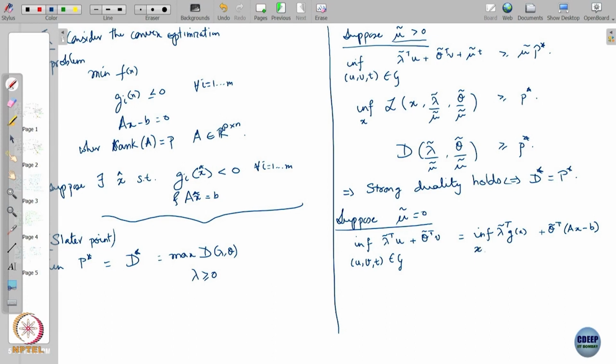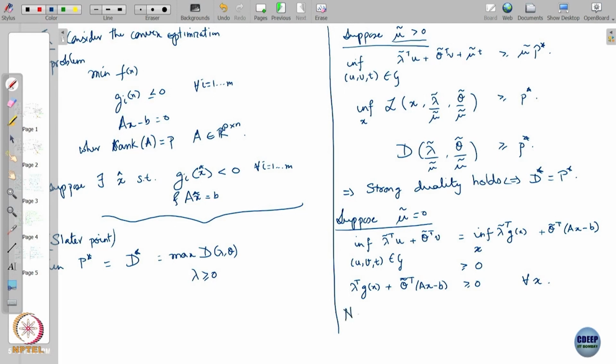Now, let us take x to be a Slater point. Suppose this is equal to this, and my right hand side on the other hand, remember this quantity evaluates to 0. So, this whole quantity is greater than or equal to 0. In other words, I am getting that lambda tilde transpose g of x plus theta tilde transpose (Ax minus b) is greater than or equal to 0 for all x.